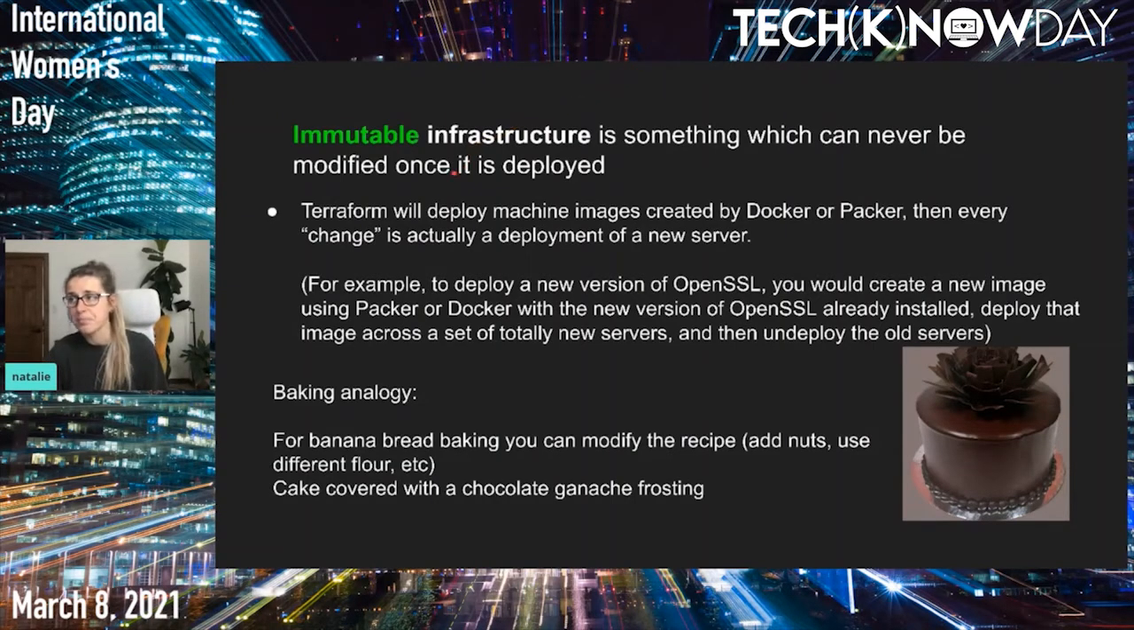And the way to replace it or deploy it is by creating, every time, a new deployment of this particular infrastructure resource. So for example, if you used the previous OpenSSL example, you would create a new image of your server with OpenSSL already installed on the server. And then you deploy that image across your fleet of servers in your cloud or on-prem environment.